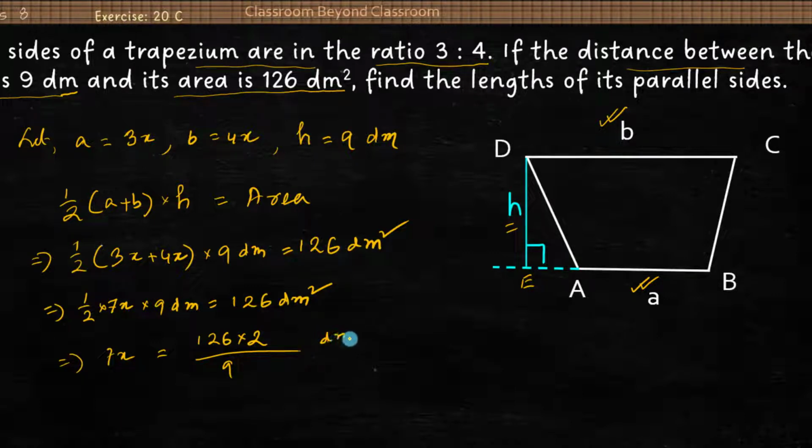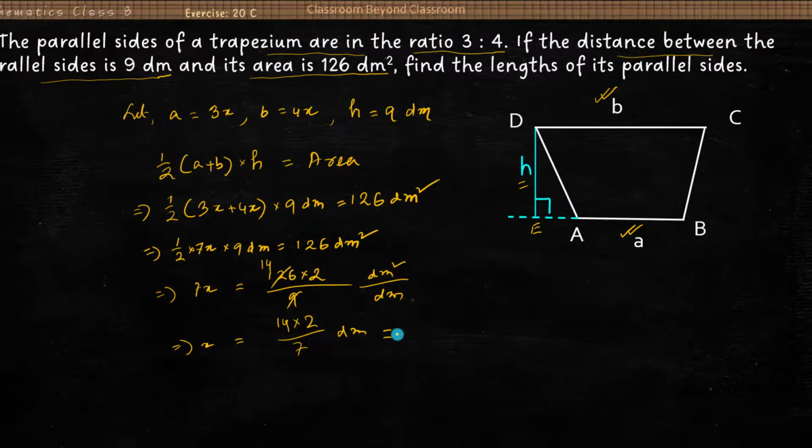This is decimeter square divided by decimeter. x is equal to, so 9 14s are 126. So this is equal to 14 multiplied by 2 divided by 7 decimeter, and that is equal to 4 decimeter.